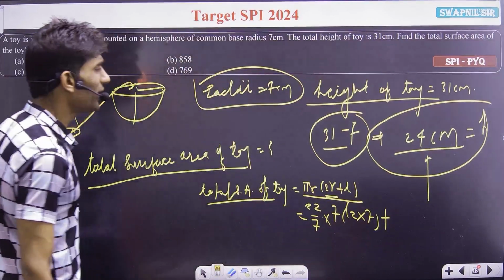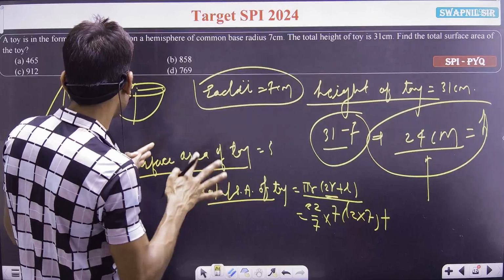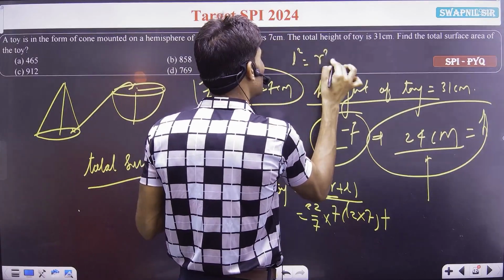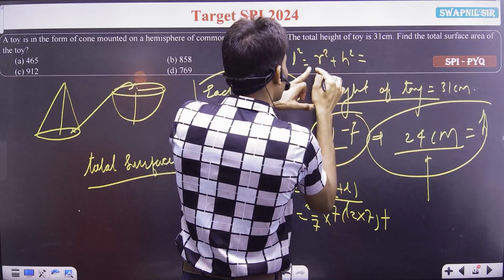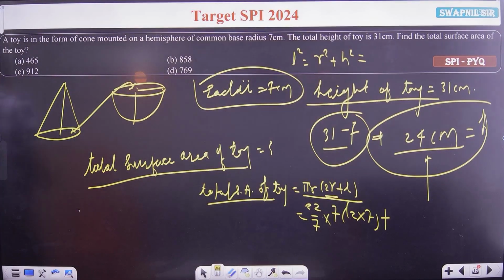Now we want l here. We don't have the value for l, so we have to work it out. Let me find l square, which is equal to r square plus h square. That means radius square plus height square gives us l square.